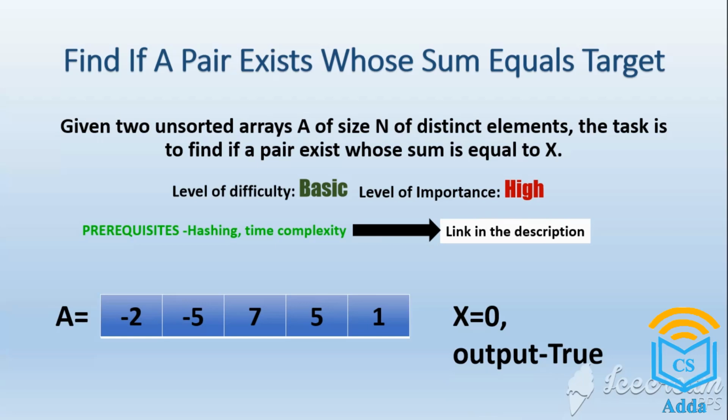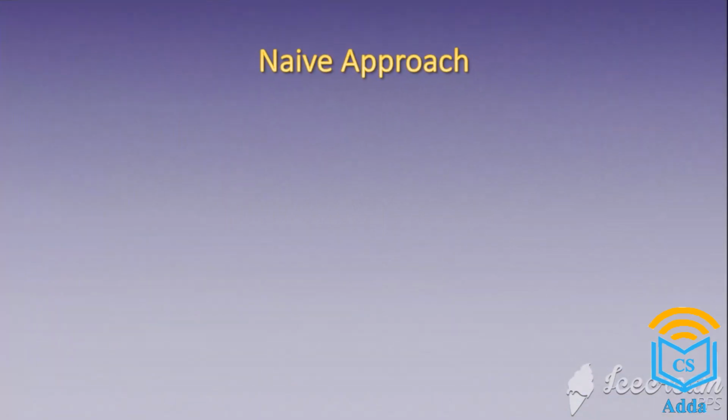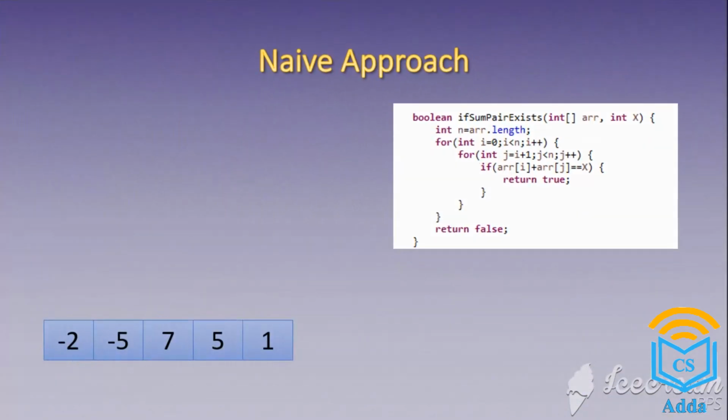In this video, we will show 3 different methods to solve this problem. One with n square time complexity, another with n log n time complexity, and the last one with n time complexity. First, we will start with the naive approach, which does not require much thinking. The time complexity of this approach is n square.